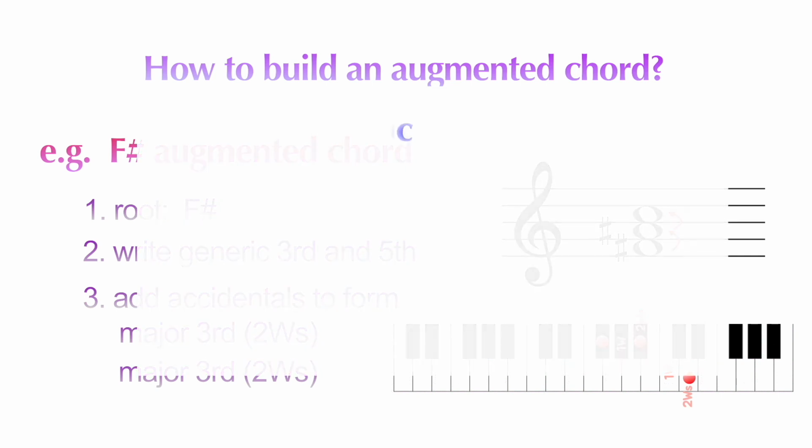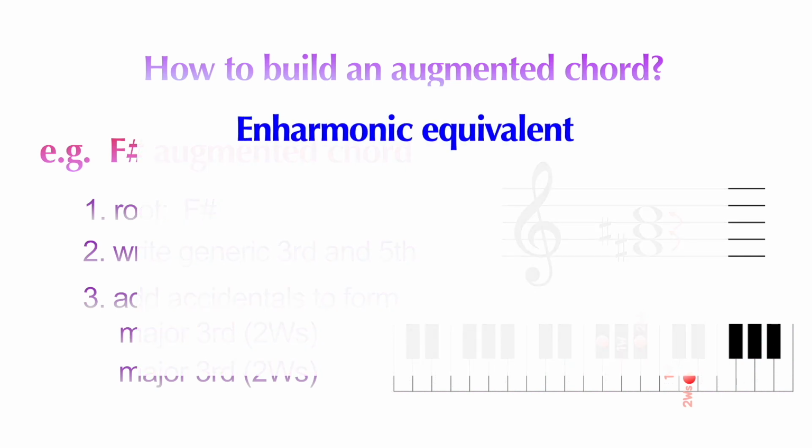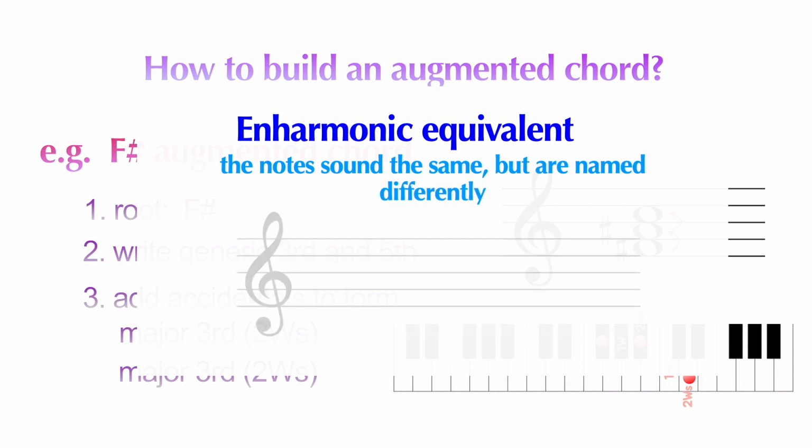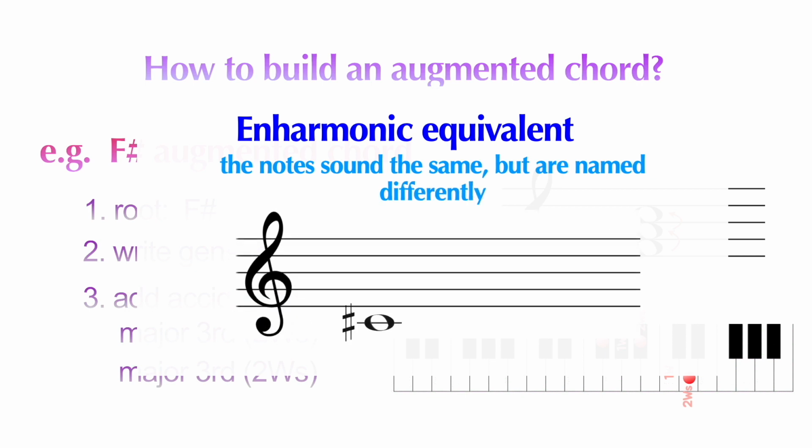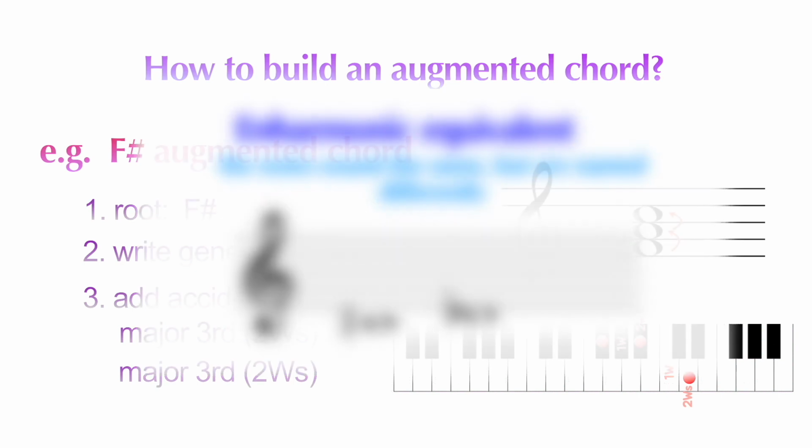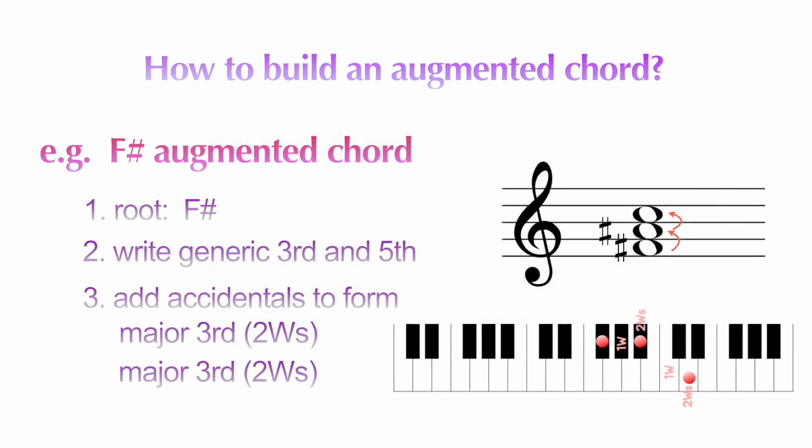Just a quick check of what enharmonic equivalent means. Enharmonic equivalent means the two notes sound the same but named differently. For example, C sharp and D flat are enharmonic equivalent. D natural is two semitones higher than C, so we add a double sharp before C. Let's hear this chord.